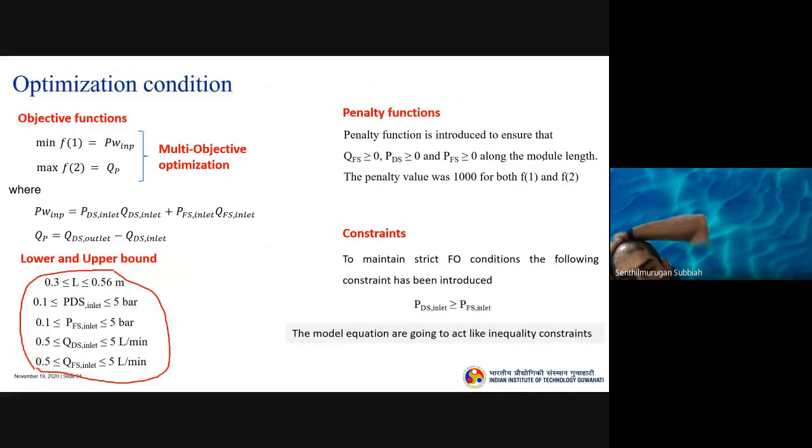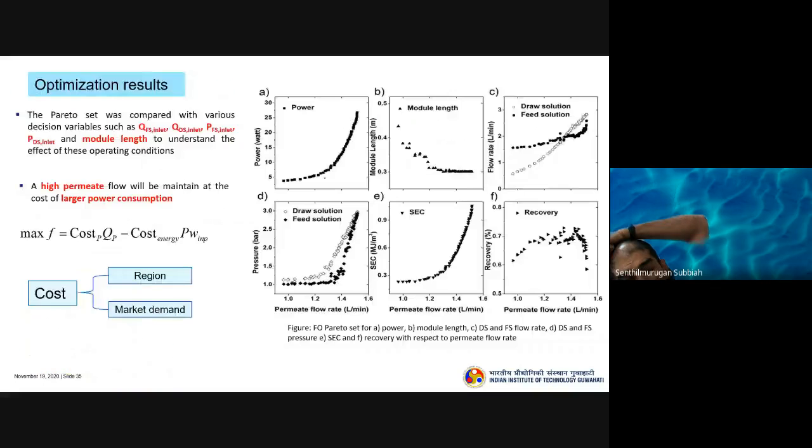And then we also need to make sure of the strict FO condition. So what is the strict FO condition? If you remember the first slide, if you don't apply any pressure difference across the membrane, then it is FO. But if there is a pressure difference, if you apply a pressure at the feed side, then it's pressure assisted osmosis. So we don't want pressure assisted osmosis or PRO. For that, we are saying that the PDS inlet is going to be higher than the PFS inlet. So it can be either FO or pressure assisted osmosis, but it cannot be PRO. The model equations are going to act as inequality constraints.